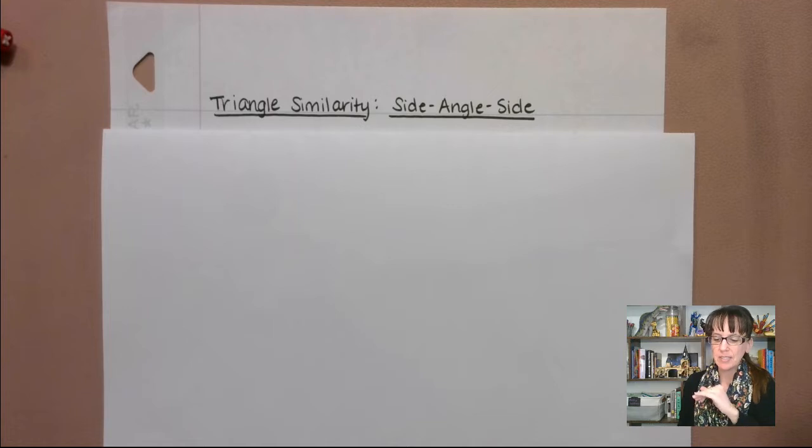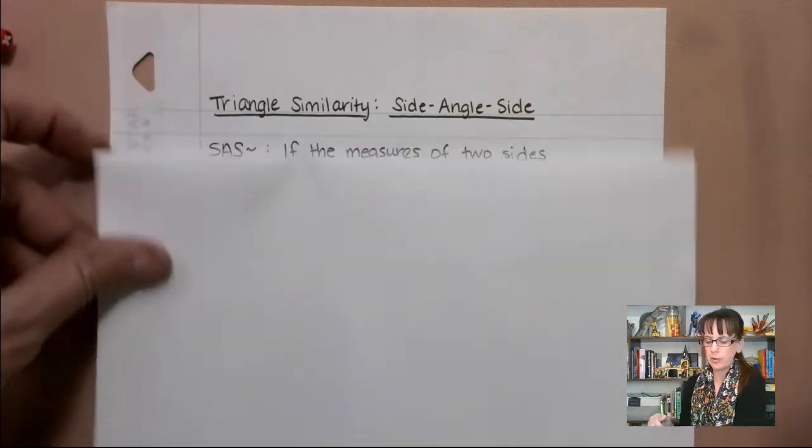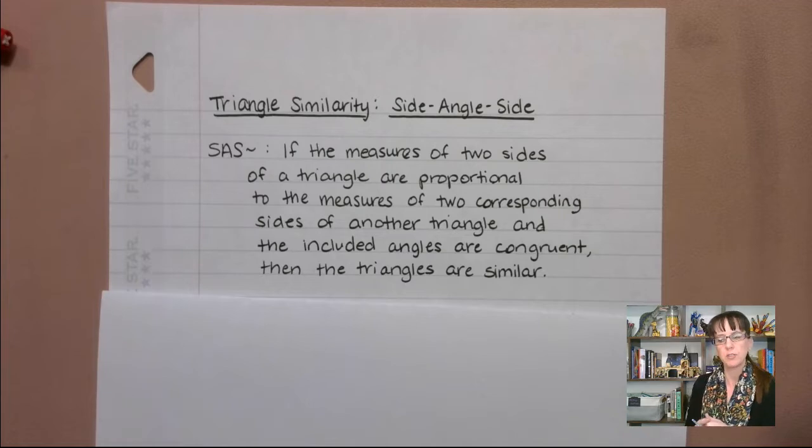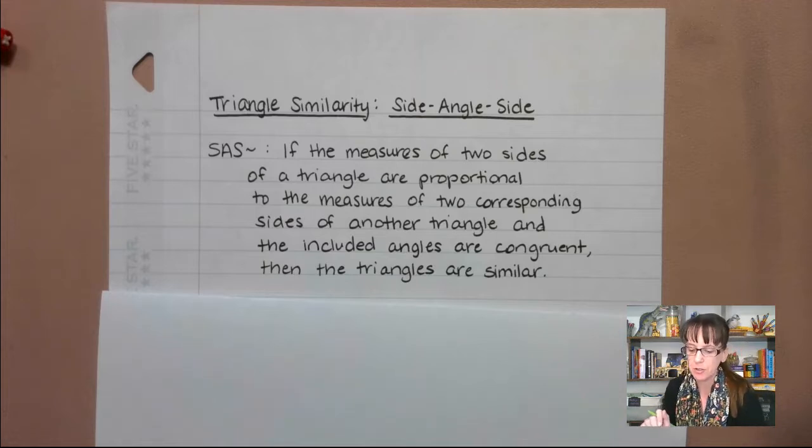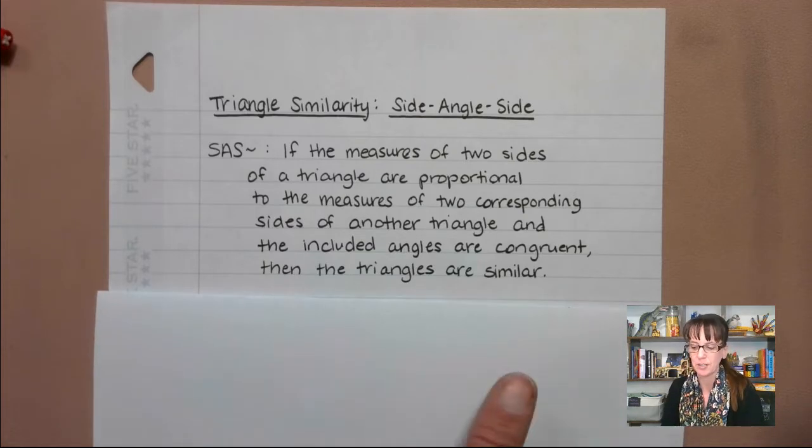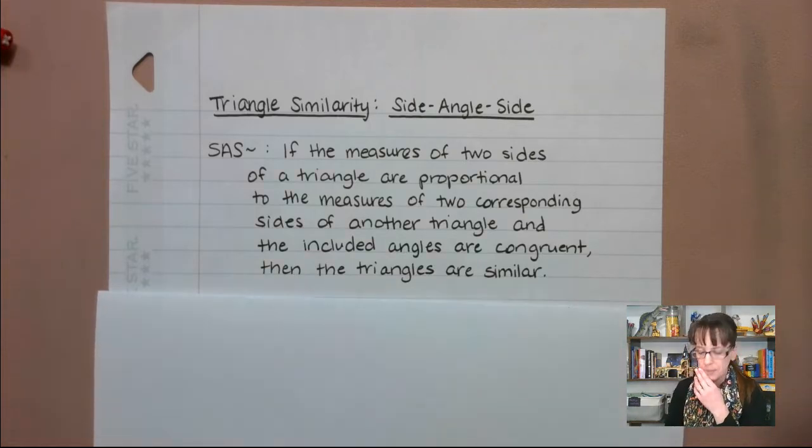The way that this works is if you have two triangles and you have two sides that are proportional and the angle in between them is congruent in between those sides, then those triangles are similar based on side, angle, side. So here is for your notebook the full definition. If the measures of two sides of a triangle are proportional to the measures of two corresponding sides of another triangle and the included angles are congruent, then the triangles are similar.